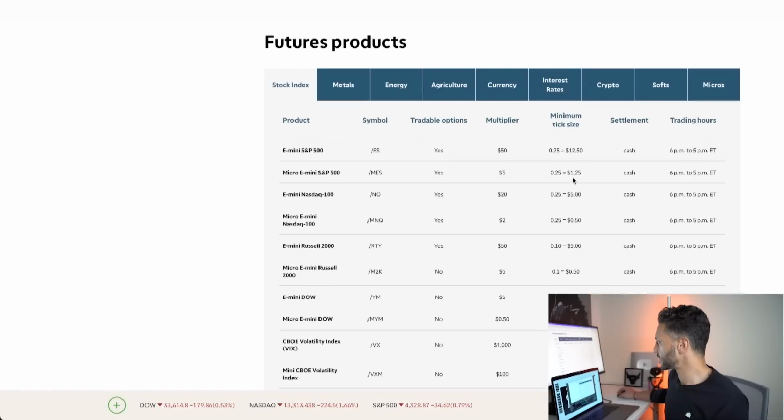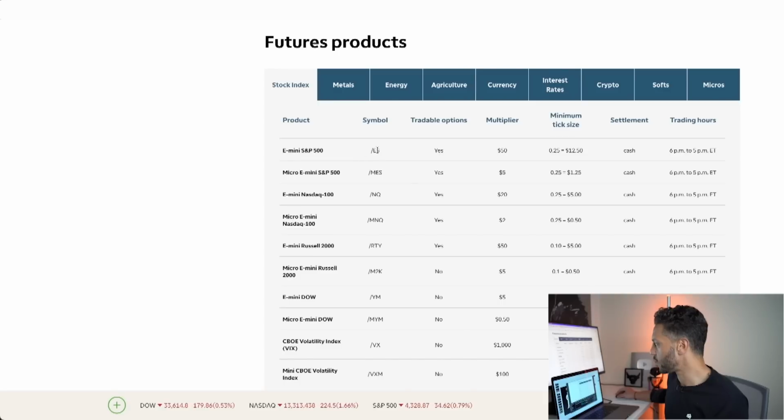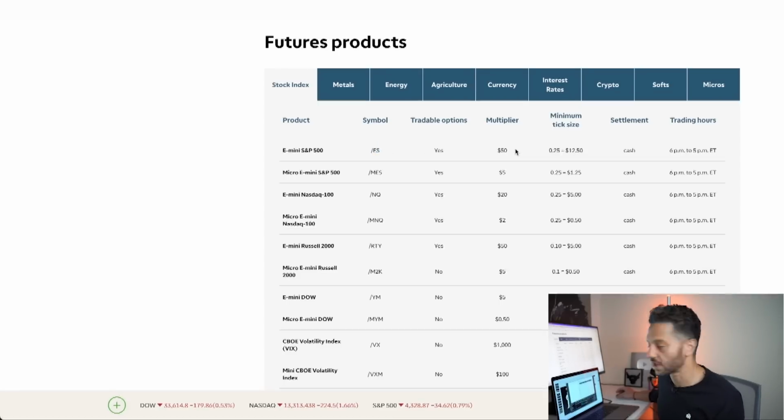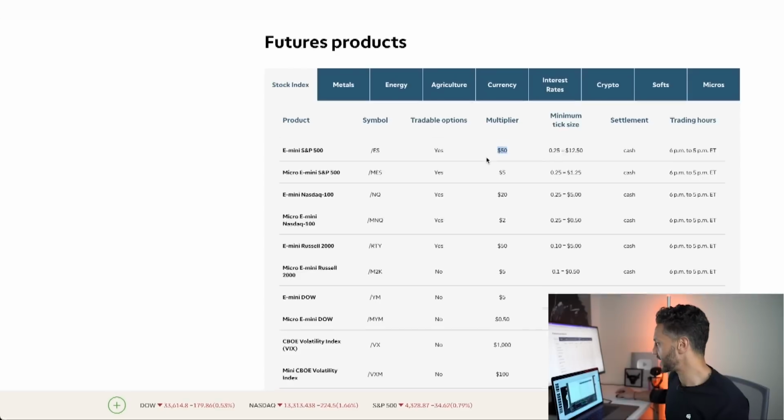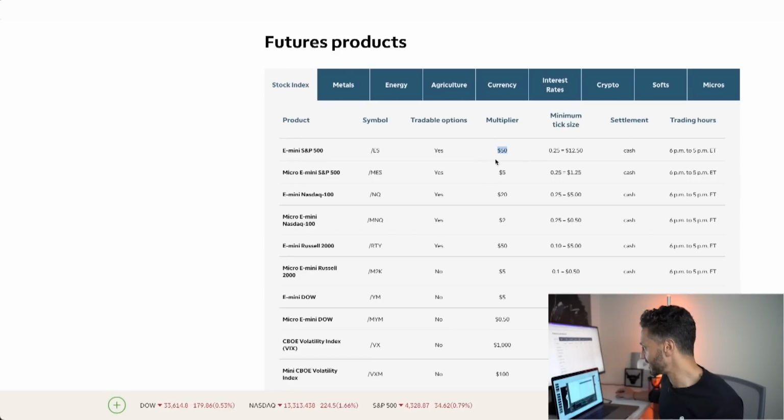However, here is one thing you've got to keep in mind, that if you buy one ES futures contract, because it's such a large contract, each one of those quarter dollar ticks represents $12.50. That means that for each dollar that the S&P 500 moves, the futures contract will be up or down $50 depending on which direction. Again, this could be a stomach turner for most beginners.